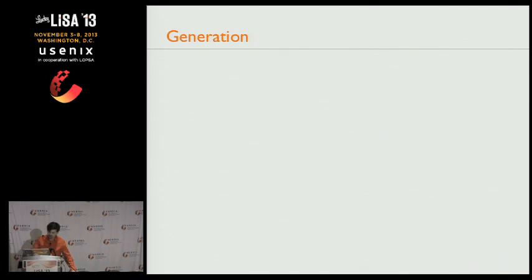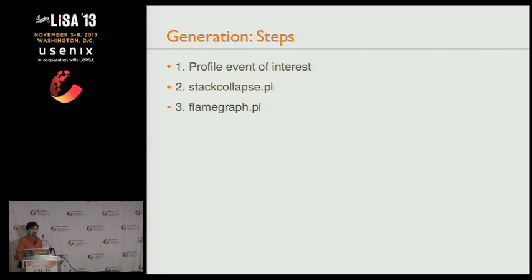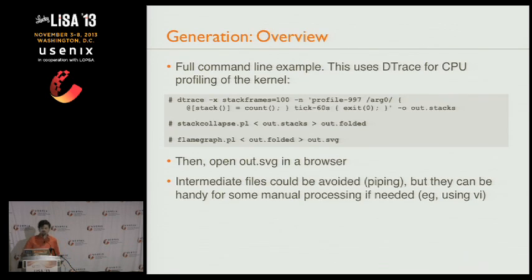Briefly, how generation works. I'll describe the original Perl version I wrote and put on GitHub, but there are other flame graph implementations as well that have different features and usage. There are only 3 steps: profile the event of interest, stack collapse, and flame graph. As an example, this one just happens to use dtrace. Dtrace profile 997 Hertz, that's doing kernel stacks. That gives me this giant gray square of text that I can't possibly read.